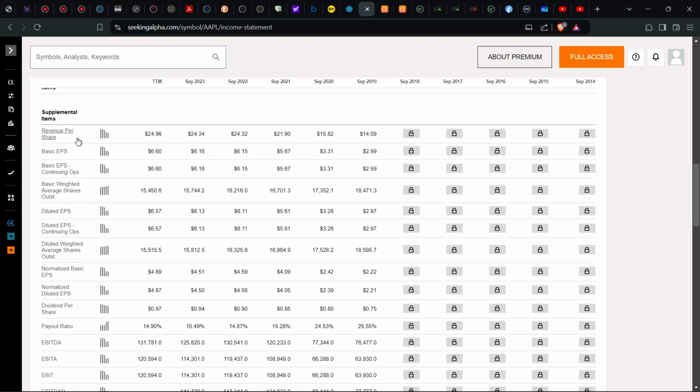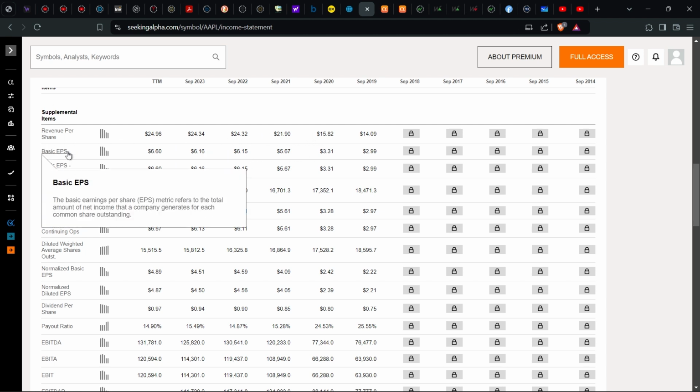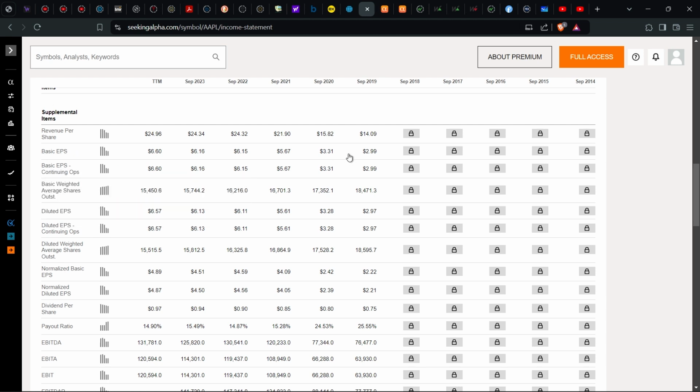Because we're talking about earnings per share, if you have more earnings and fewer shares, the EPS is going to pick up quite fast. You can see this was $2 and now we're talking about $6. So yeah, the EPS is picking up quite fast.